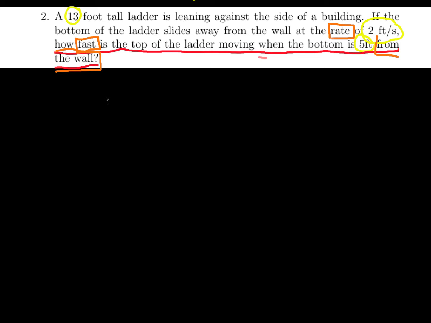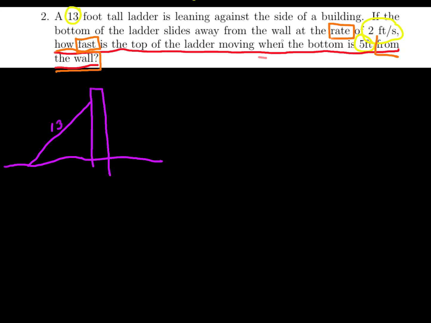So the first thing I'm going to do is draw a picture. So I've got a building, say here, some building, and I've got a ladder that's leaning against it. And let's give some ground here. So this is the ground. It's supposed to be flat. We'll take that as a consideration. So there's our ladder. And it's a 13-foot tall ladder. So this distance here of the ladder, I can put right on my diagram, is 13 feet.